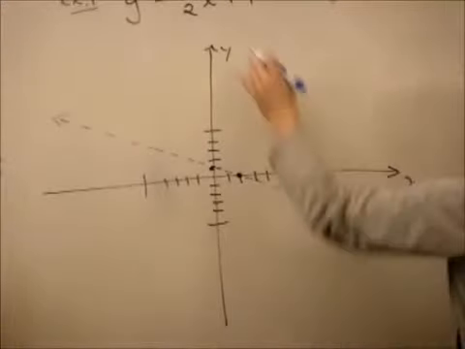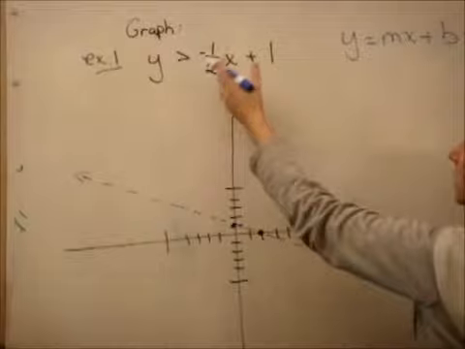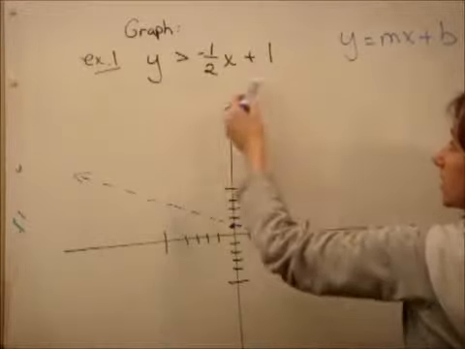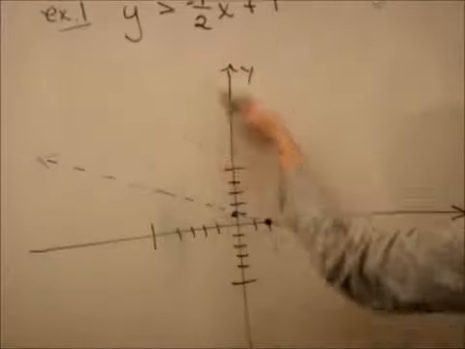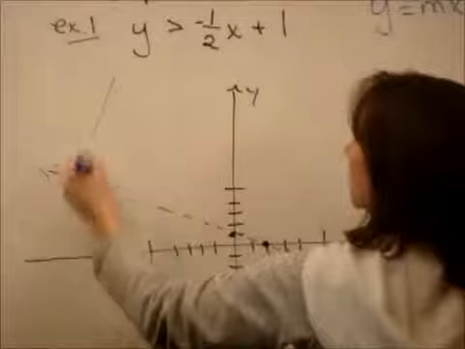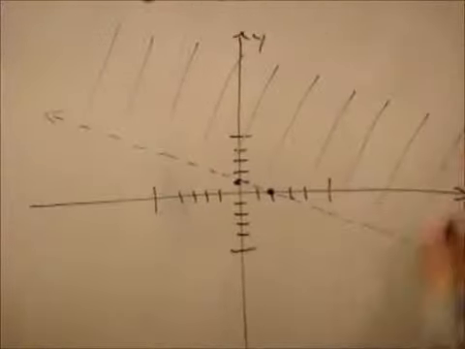But what we want are all the points that satisfy this. So y is greater than this, so we're going to color in everything that's above the line. If it's greater than, we're going to color in what's above the line. So you're just going to color in everything greater than the line.